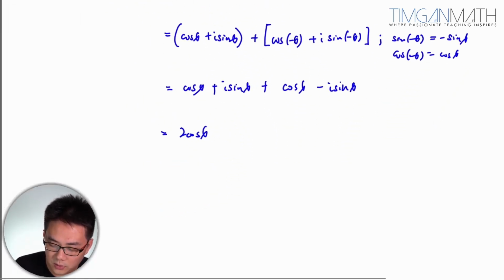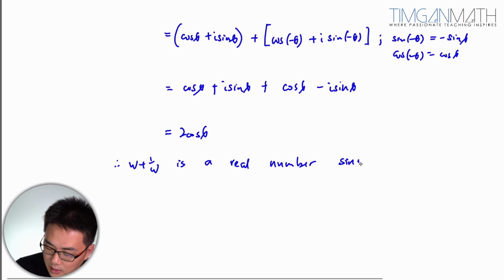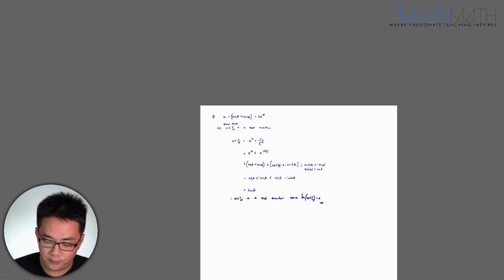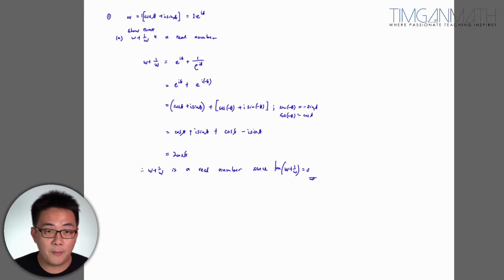Okay, so 2 cosine theta, here you go, this is real, so hence w plus 1 over w is a real number, since the imaginary part of w plus 1 over w is equal to 0. Okay, you can just write this out. So this is how you do part 1, part IA.